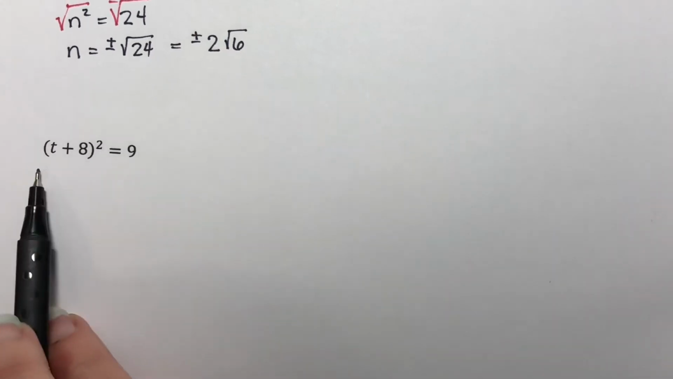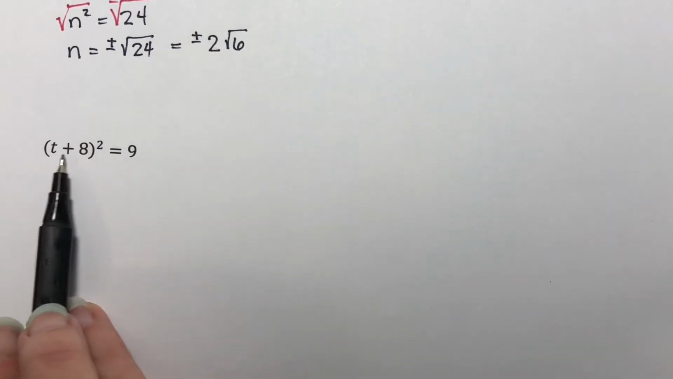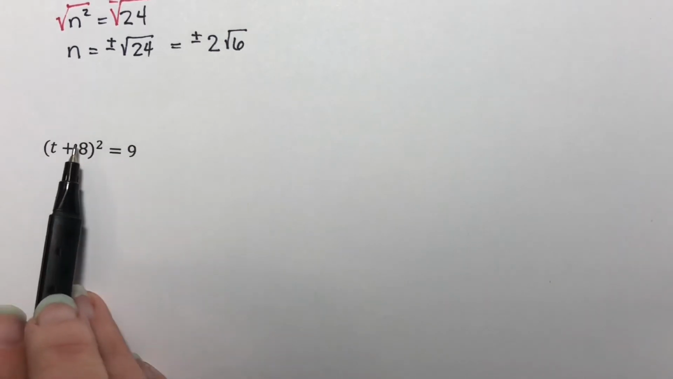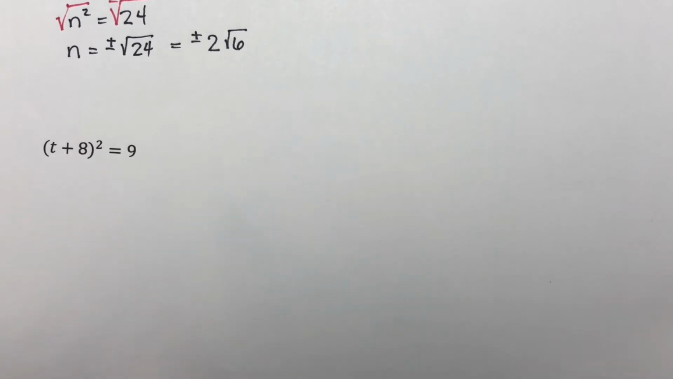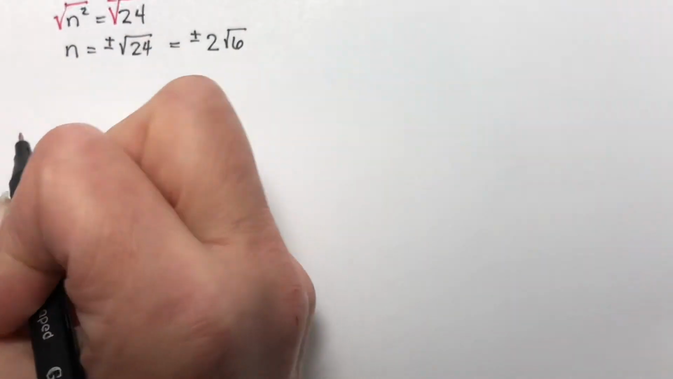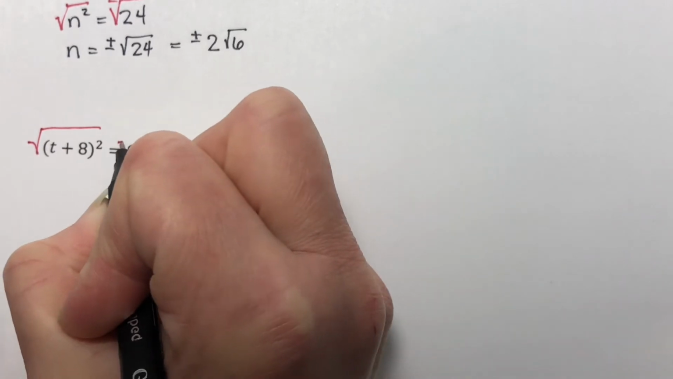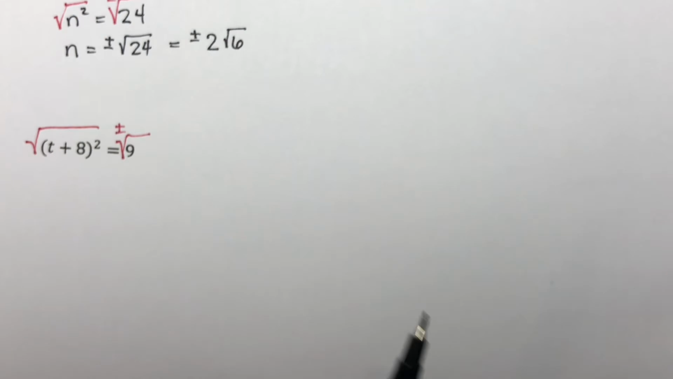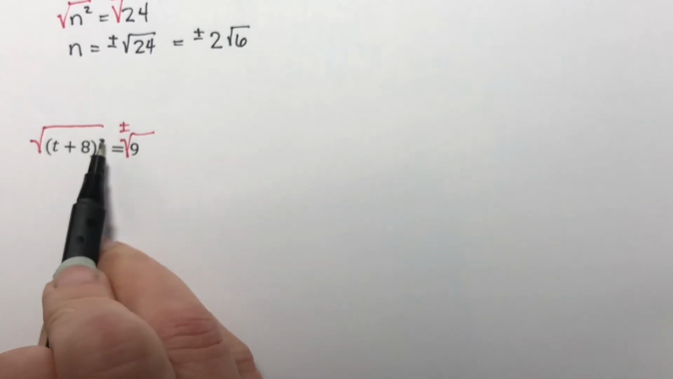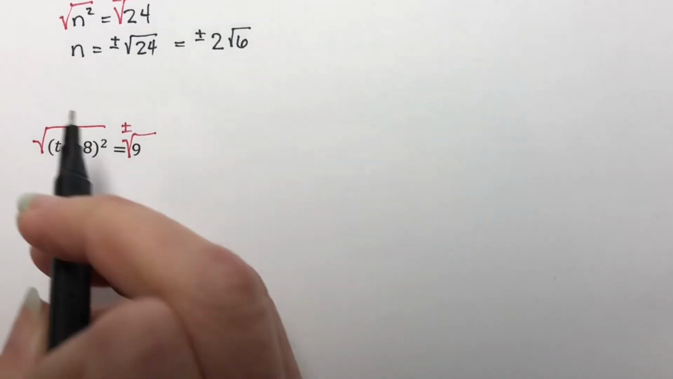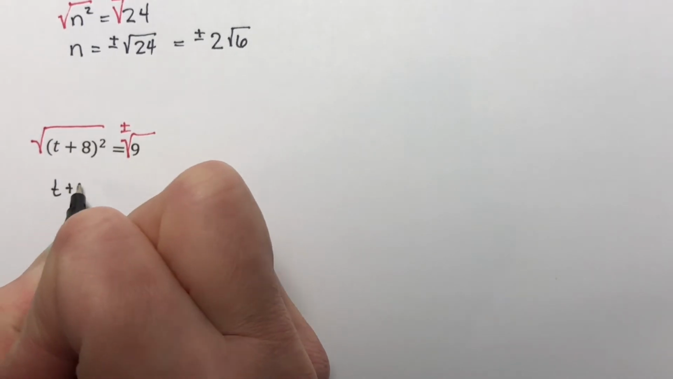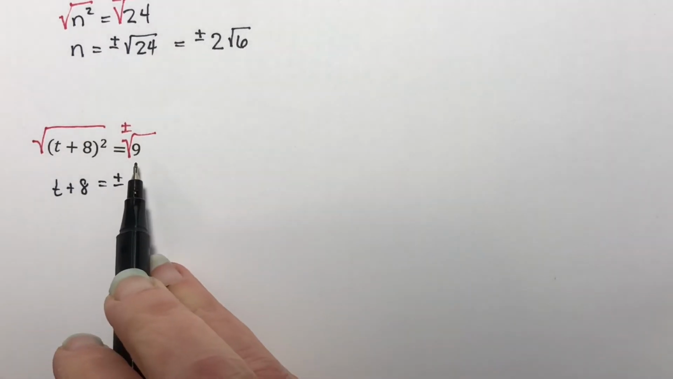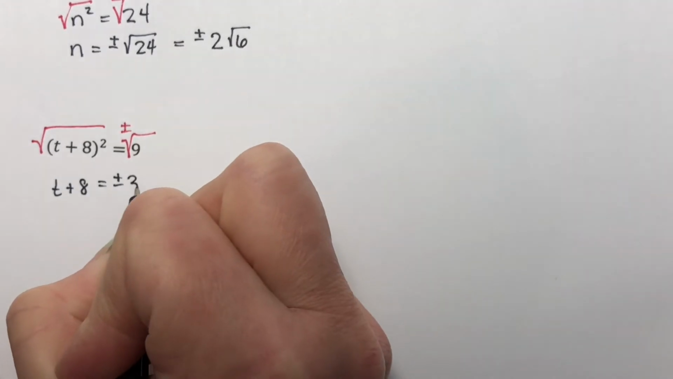Okay, so if I look at this, I have something squared. It's a more complicated something than what we've been dealing with, but I do still have something squared equal to a number. And that means I can take the square root of both sides. But I have to put in a plus or minus over here. Well, if you take the square root of something squared, you just get that something. So this is going to be t plus 8 is equal to plus or minus. We can actually calculate the square root of 9. So that's 3.